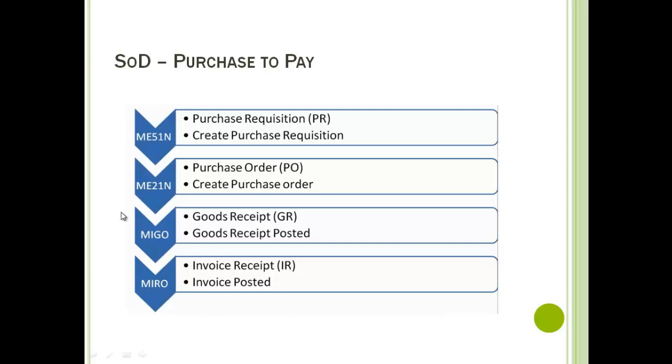So like this we can segregate the entire process from purchase to pay to different users and make sure these authorizations are available only with the specific users and not with other users. This concept is called segregation of duty.